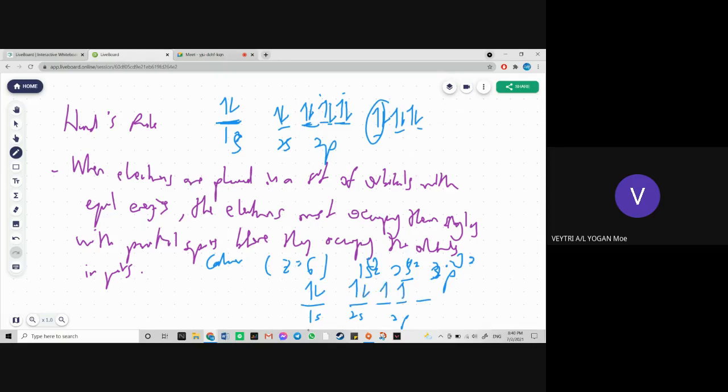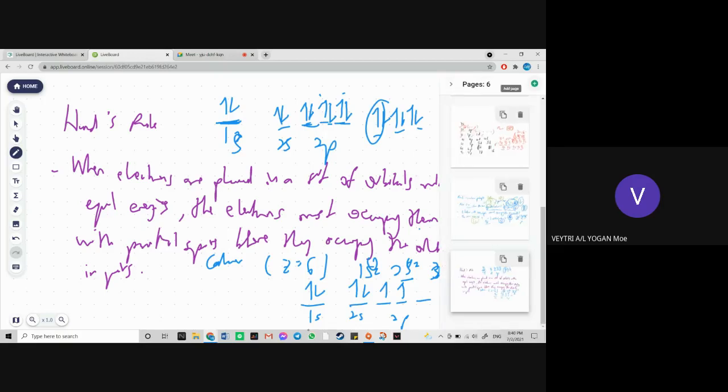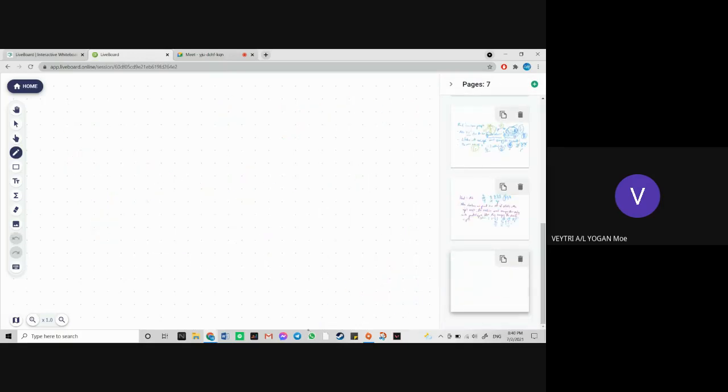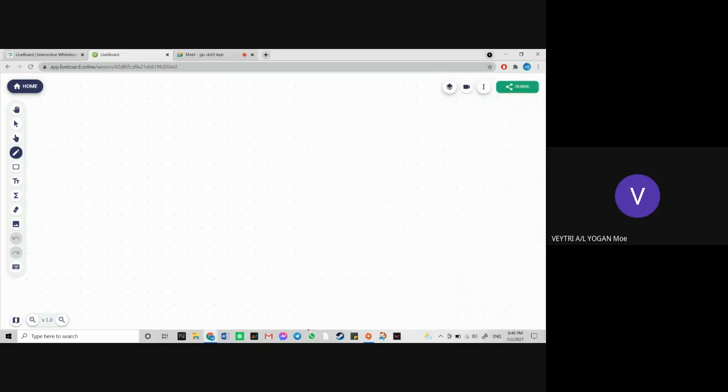So, we have done all the cases for the 3 different rules. But there's an additional part over here. Let me explain 2 different types of things.